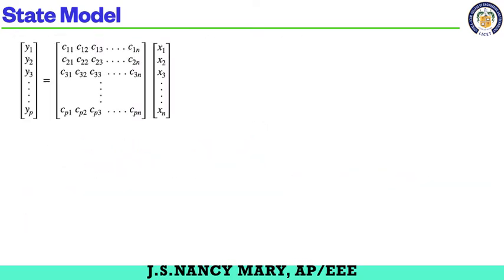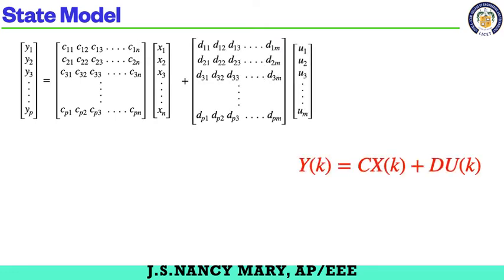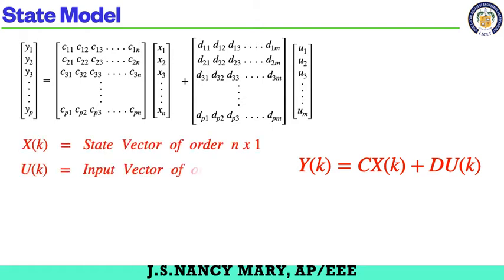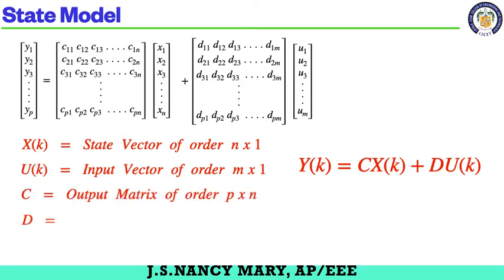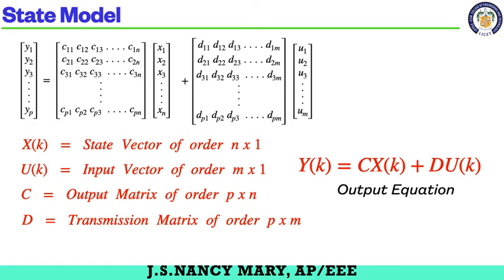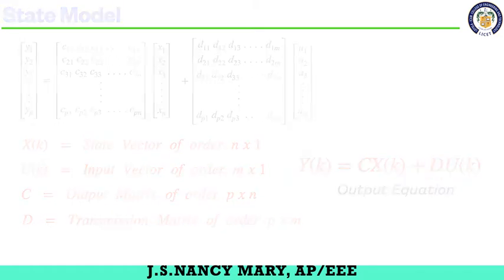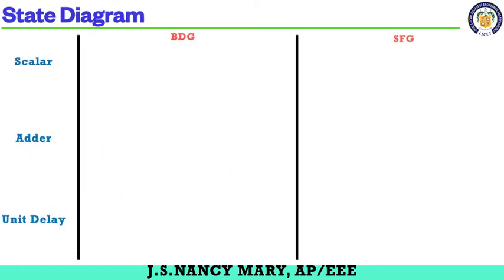While writing the output, it is C matrix into x plus D matrix into u. So y of k equals C into x of k plus D into u of k, where x of k is the state vector of order n cross 1, u of k is the input vector, C is the output matrix and D is the transmission matrix. This is your output equation. Now we are going to see the state diagram.